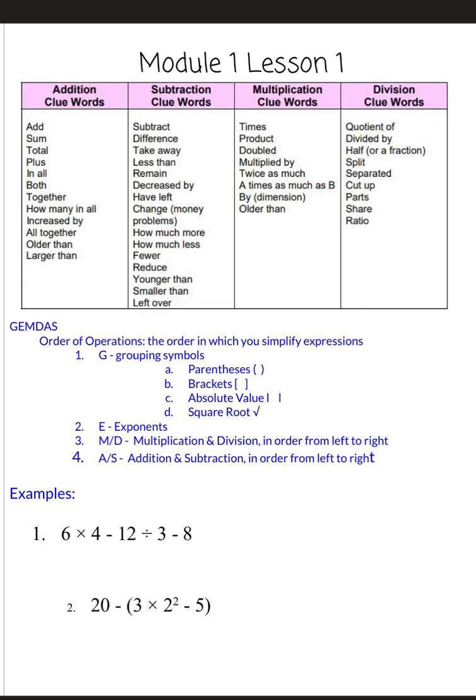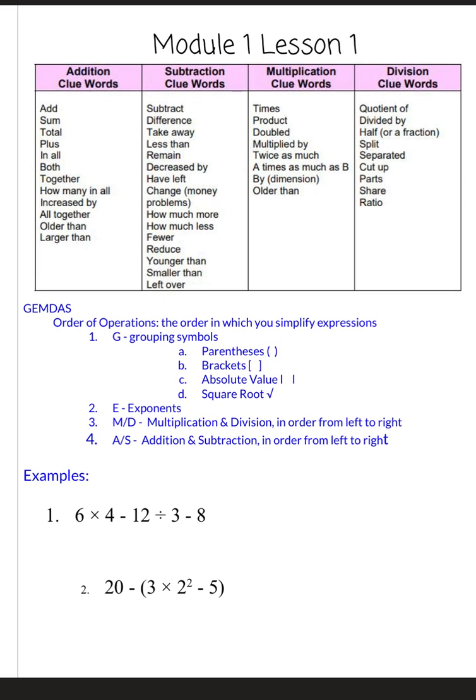Today, what we're going to take a look at is the second part, which is evaluating expressions. So with evaluating expressions, we're going to use replacement values in order to evaluate an expression. Before we get started with that, let's do a bit of a review of GEMDAS.